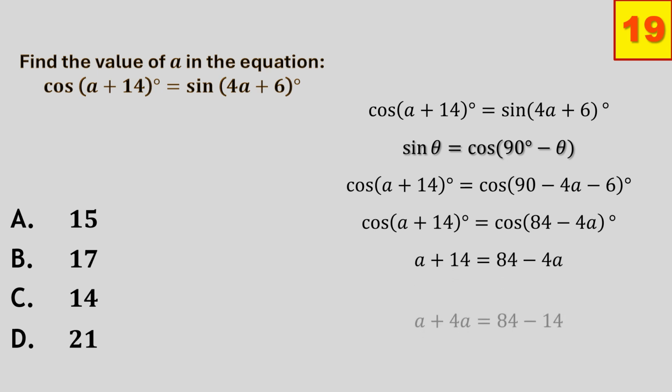Add 4a to both sides and subtract 14 from both sides. A plus 4a is 5a and 84 minus 14 is 70. Divide both sides by 5 and a is equal to 14.